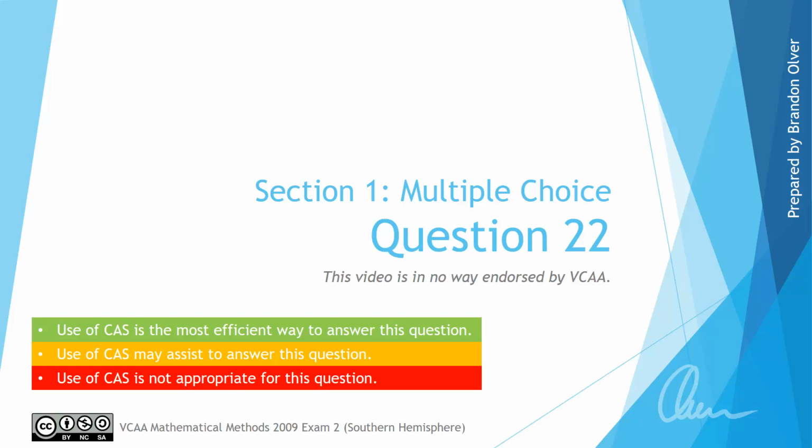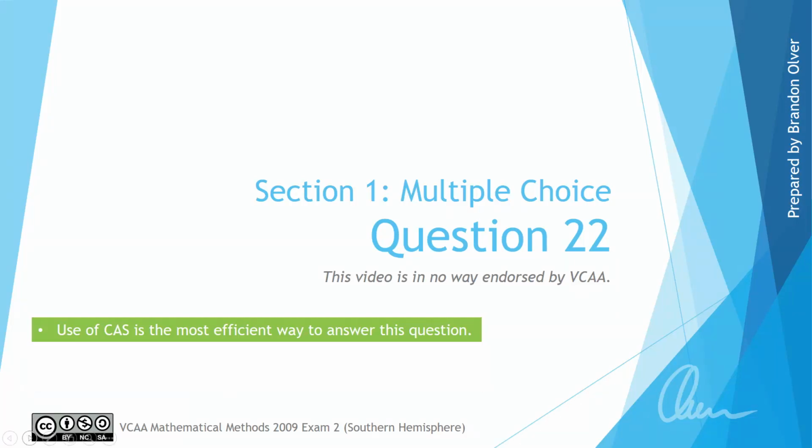Welcome to multiple choice question 22 of the 2009 Mathematical Methods Exam 2. In this video we will be looking at the solution and examination advice for this question. A reminder that this video is in no way endorsed by VCAA. And now before we move on, I'd just like to point out that the use of the CAS calculator is an efficient way to approach this question.